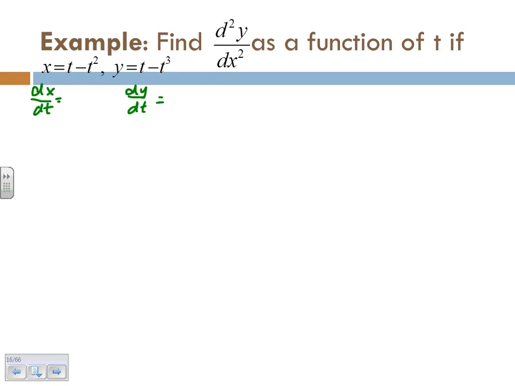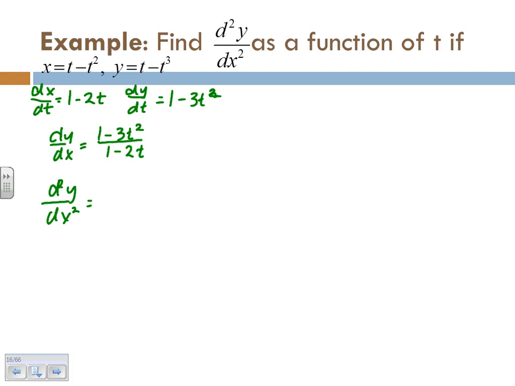And then Sarah, what did you get for dx dt? And dy dt? So now I can find dy dx, it's going to be equal to what? Good. We had to get that before I could get to the second derivative. Can I simplify that first? Alright, so now we're going to go to the second derivative.